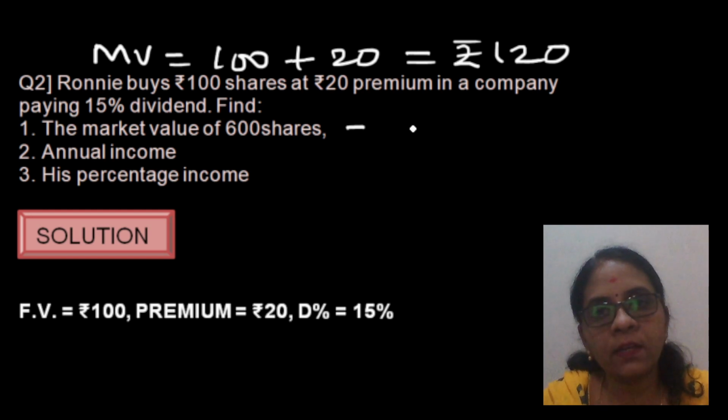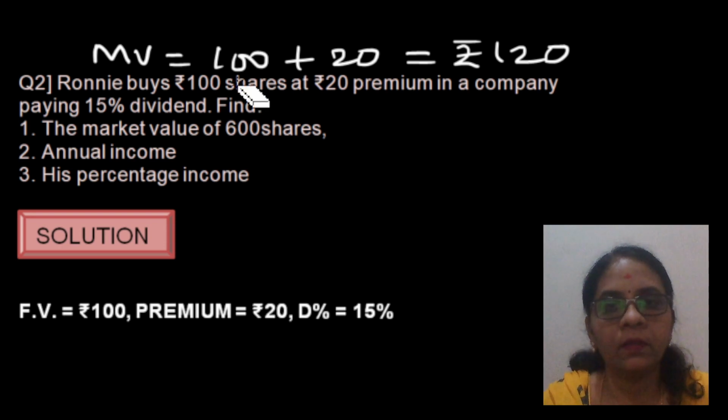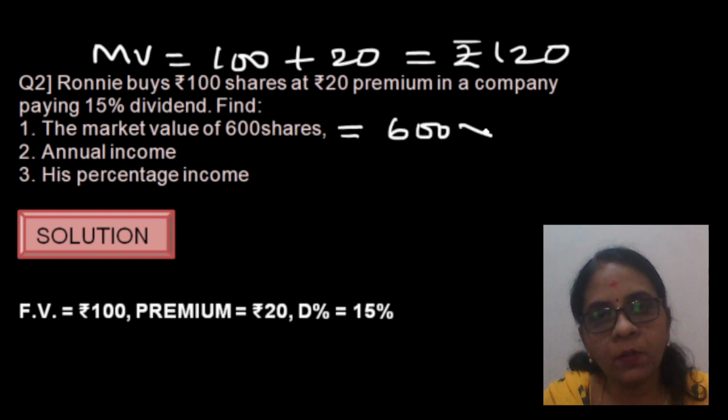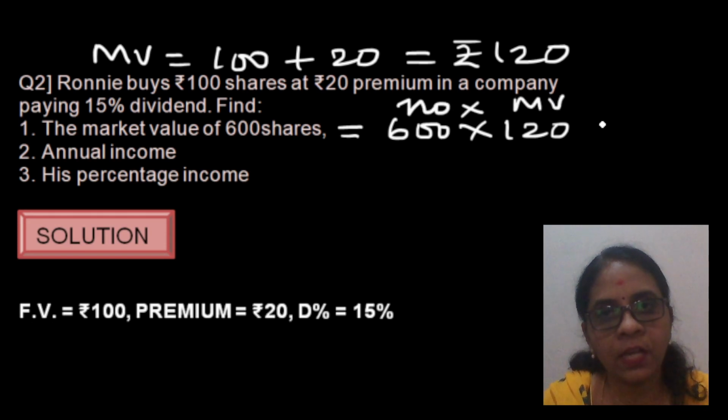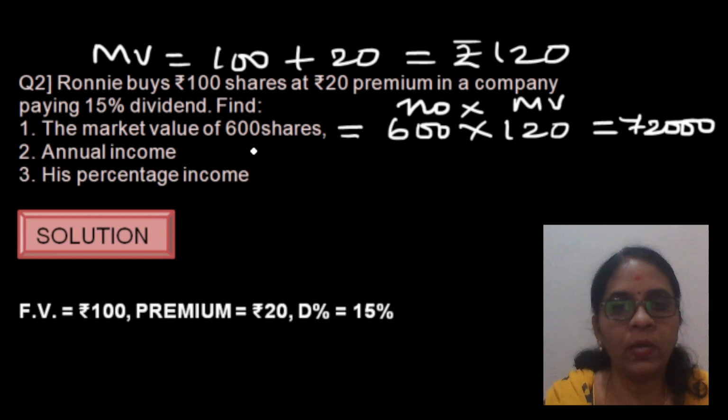Market value of 600 shares is equal to... it isn't clear. Let me rewrite it for you all. There is some buffering, no worries. So, market value of 600 shares is equal to 600 into 120, number of shares into market value of each share, that makes it 72,000.